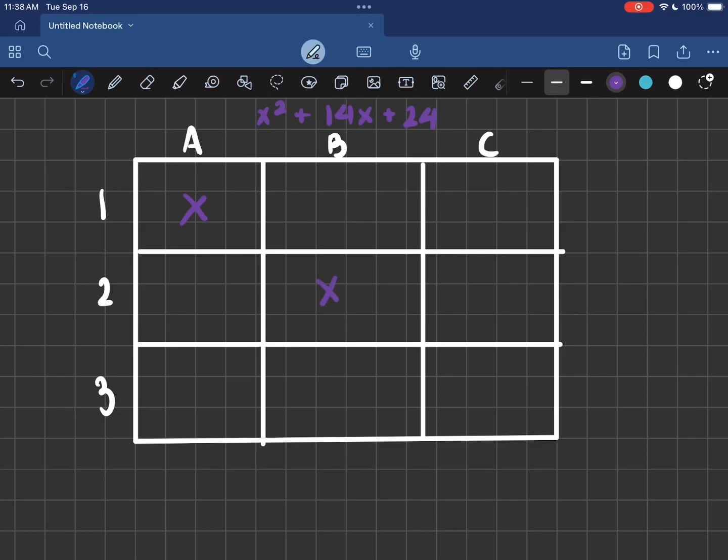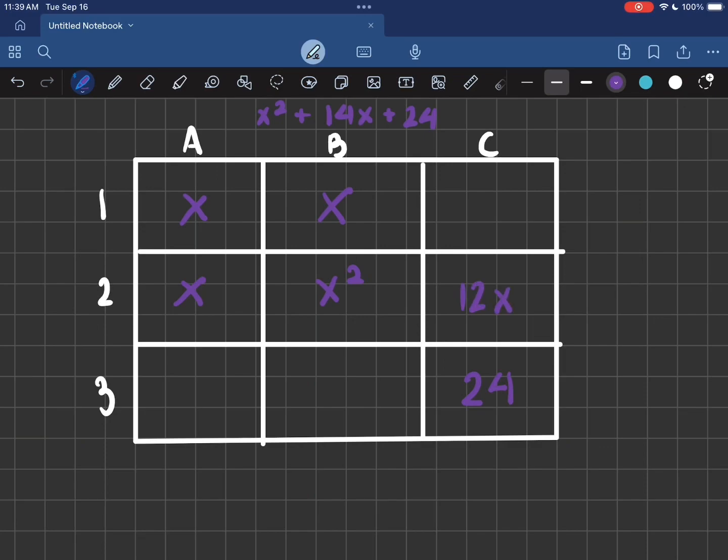First, we have our equation, x squared plus 14x plus 24. We multiply x squared and 24, making it 24x squared. We get the factors of 24x squared, which are 2x and 12x. You may be asking why not 24x and x. But for me, 12x and 2x is easier.